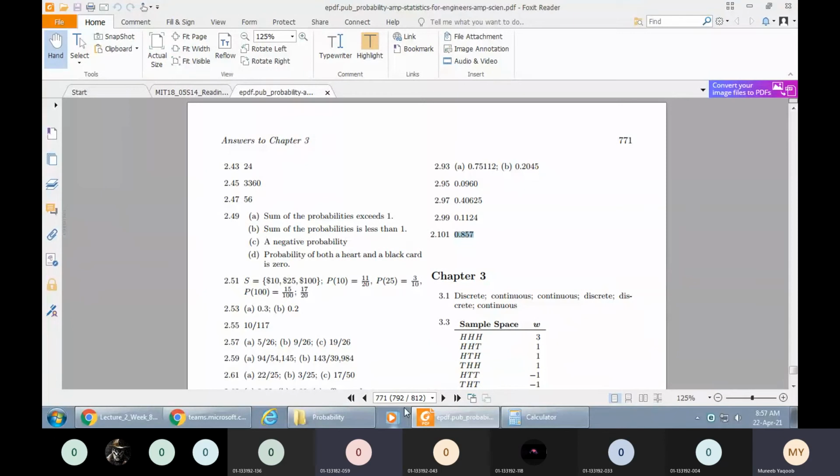Then in the third line, we will write probability of R equals probability of L intersection R plus probability of S intersection R. So probability of R equals 0.45 plus 0.075, which is equal to 0.525. In the fourth and last line, we will write probability of L given R equals probability of L intersection R divided by probability of R. So for probability of L intersection R we will write 0.45, and for probability of R we will write 0.525, and hence we will get the answer 0.857.